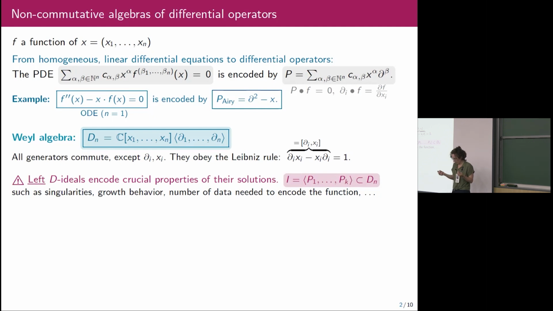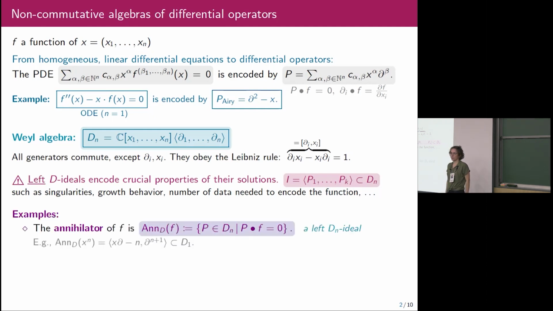And now, if you have a left D-ideal, a system of PDEs, you might look at its analytic solutions. And it turns out that left D-ideals encode crucial properties of their solution functions, such as their singularities, and we're going to hear more about that in the talk of Felix Tellander, their growth behavior, and also the number of data that you need to uniquely encode the function and pass it to a software, for instance. I want to be a bit more specific about that. Let's look at some examples.